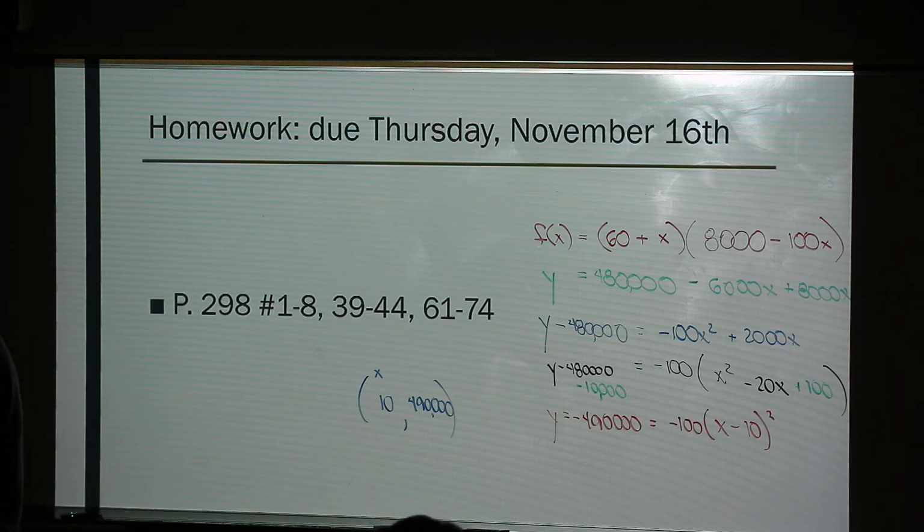Okay. So, page 298, 1 through 8. Now, the 1 through 8 is really nice. They're having you match a formula with a graph. So you're getting used to whether the graph is going up, is it going down, where the vertex is. 39 through 44 are getting used to doing the quadratic formula or completing the square. They'll ask you to do one or the other. Figure out x-intercepts if you can. That's factoring. And then 61 through 74 are some of these story problems.